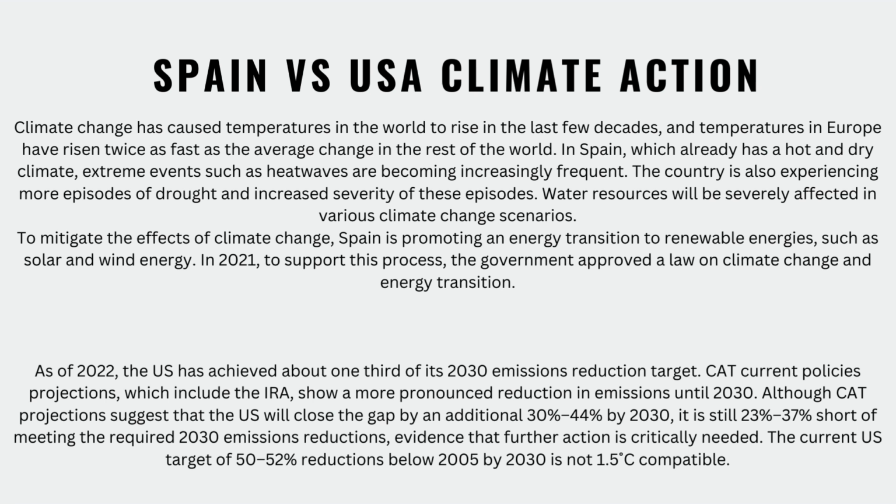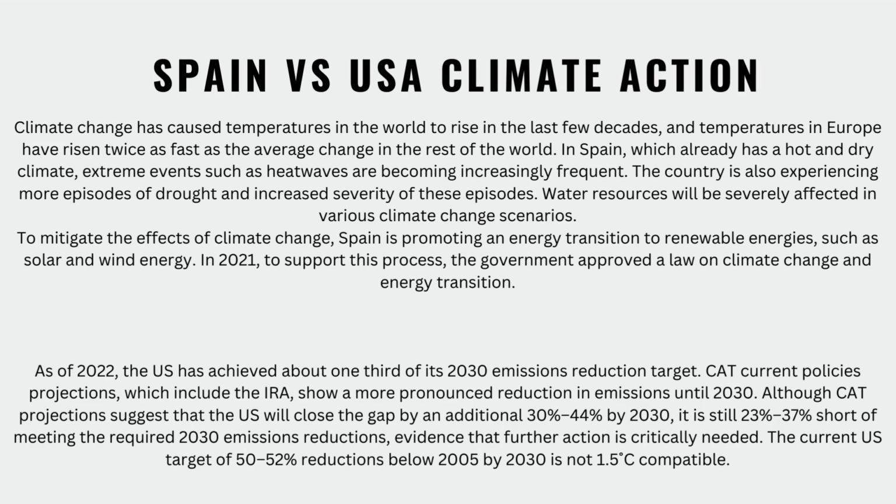So here's how Spain and the US compare in climate action plans. Climate change has caused temperatures in the world to rise in the last few decades, and the temperatures in Europe have risen twice as fast as the average change in the rest of the world. In Spain, which already has a lot of hot and dry areas in climate, extreme events such as heat waves are becoming increasingly frequent. The country is also experiencing more episodes of drought and increased severity of those episodes. Water resources will be severely affected in various climate change scenarios.